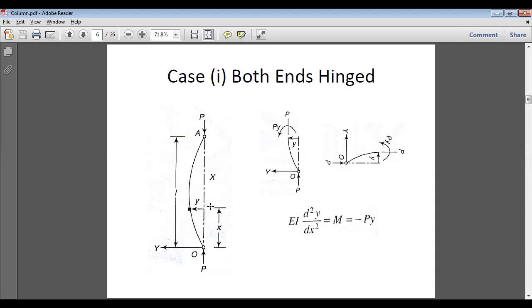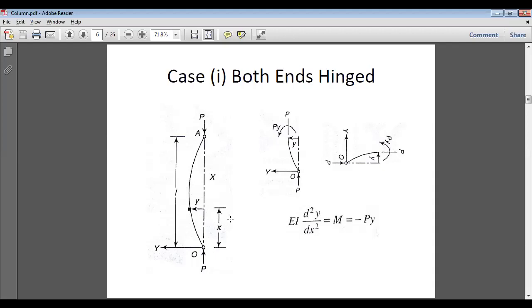So we are taking a section at a distance of x. If we take a cross section, the bending moment can be given by EI d²y/dx² minus P into y. If we take the moment of the force, this is P, and this distance is y. If we are working like this, this is y, and we have taken the negative sign.